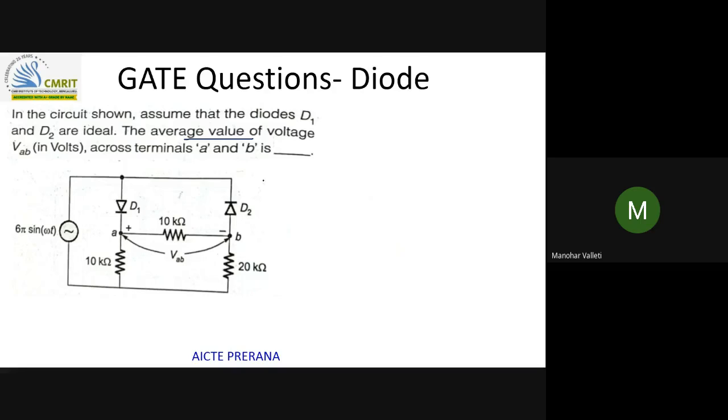Obviously, an AC source means a positive half cycle and a negative half cycle. During the positive half cycle, what is the equivalent circuit? In the positive half cycle, plus minus like this, here plus, here also plus. So diode D1 will be forward biased and diode D2 will be reverse biased. So can you do it simultaneously with me and tell me the answer? Let me see whether I tell the answer or you tell the answer first.